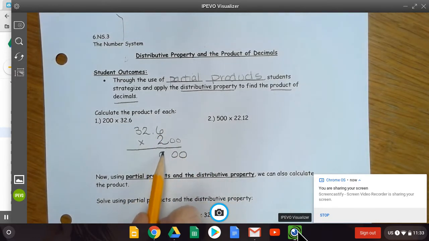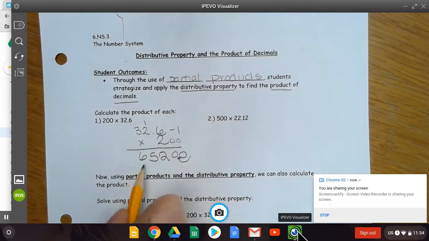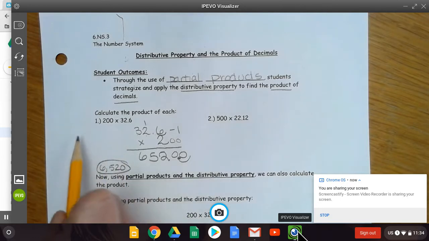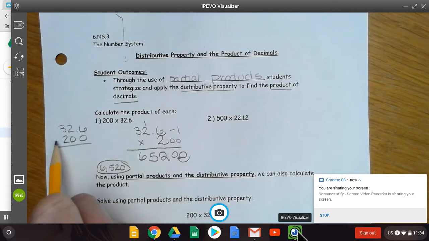2 times 6 is 12. 2 times 2 is 4, and 1 is 5. And 3 times 2 is 6. Now the last step, since I have a decimal in this number, I'm going to move over one place. And I have to do the same in my product. So my answer is actually 6,520.